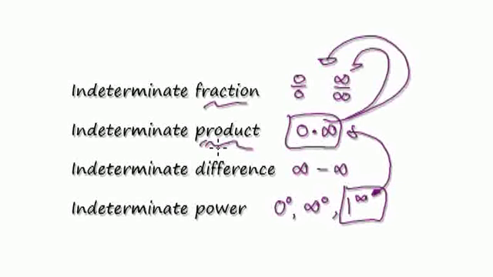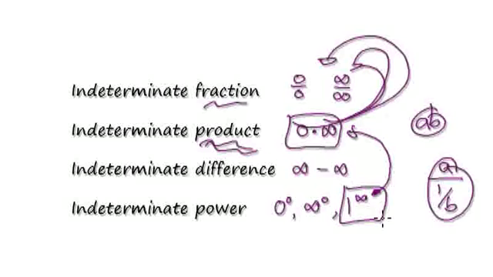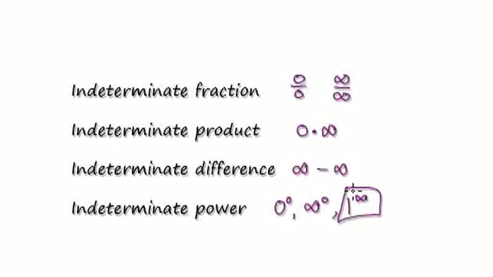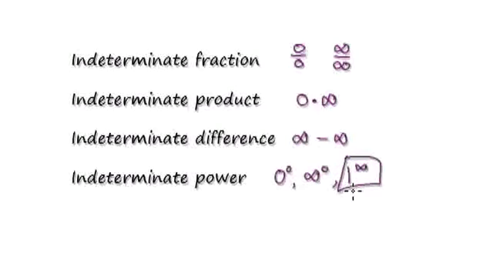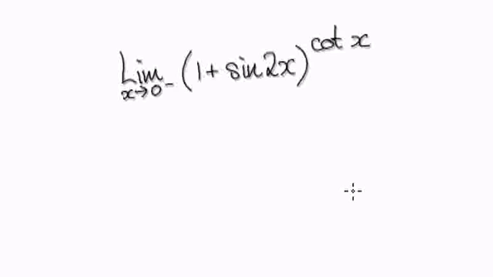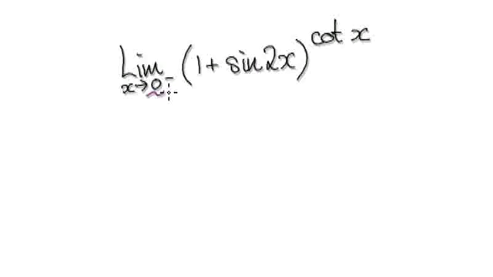Okay, and remember, you can always turn a product into a fraction, because if you have a times b, you can always rewrite it as a divided by the reciprocal of b. So this is really the same as this. Well, in this example, we're going to look at a case where it's 1 to the power of infinity. So let's try and evaluate the limit of this as x tends to 0 from the negative side.